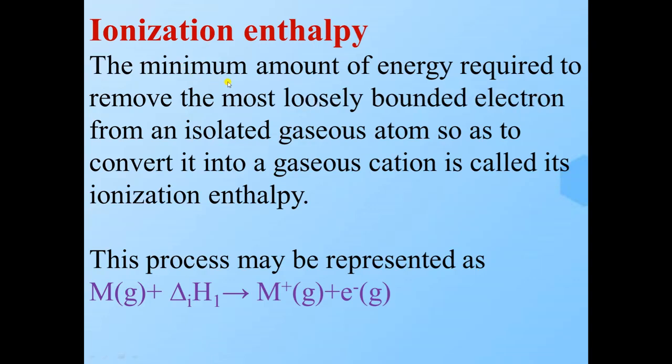Ionization enthalpy is the minimum amount of energy required to remove the most loosely bound electron from an isolated gaseous atom so as to convert it into a gaseous cation. Suppose we have an atom, represented by capital M. Now if we provide energy to this atom, then this atom will lose an electron and acquire a positive charge, and this is the electron which is lost by the metal atom. So this is how you will represent it.